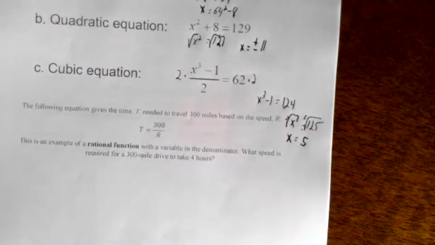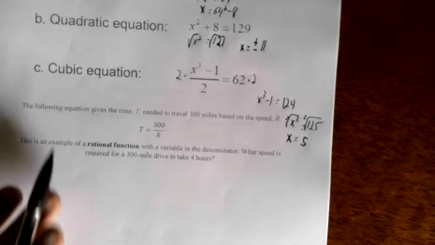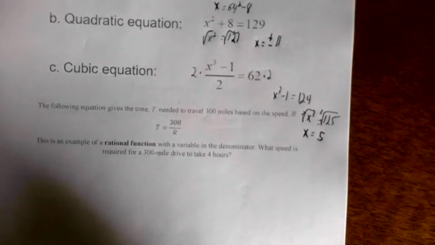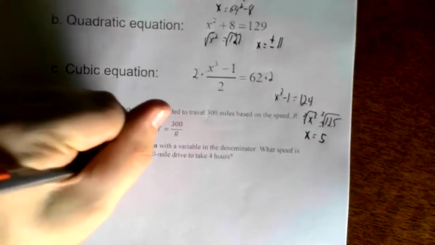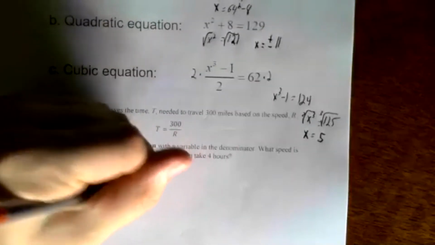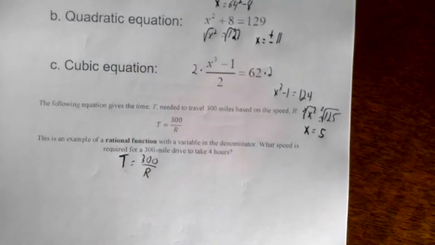Okay. The next one says, the following equation gives time t needed to travel 300 miles based on speed r. So it says this is an example of a rational function with a variable in the denominator. So it says what speed is required for a 300-mile drive to take 4 hours. So all we're doing is just plugging in numbers for variables, right? So in this question, I'm going to rewrite what they had up here. So 300 over r. So with this question, do we know t or do we know r with the information that they've given us?